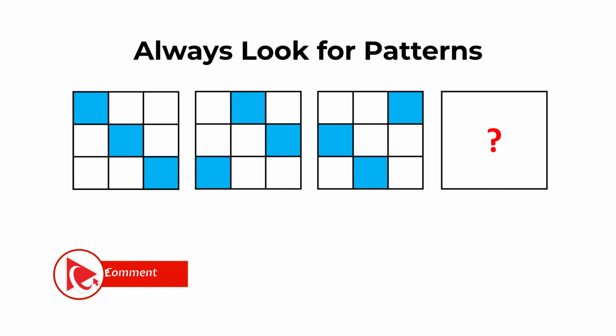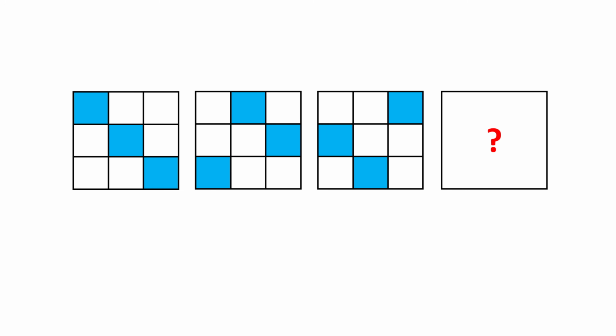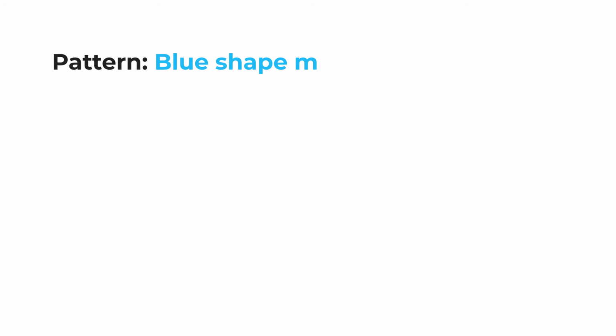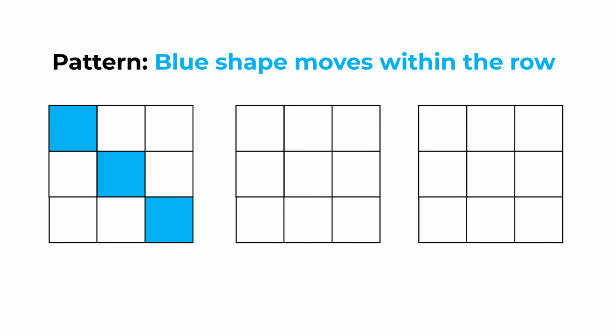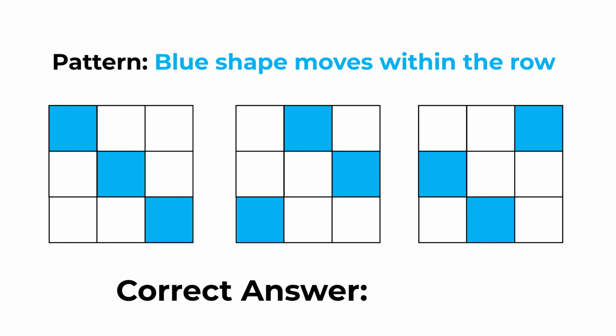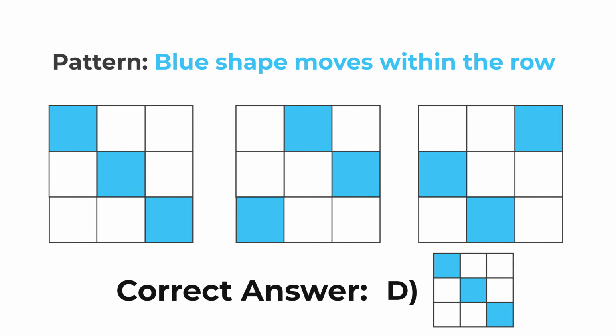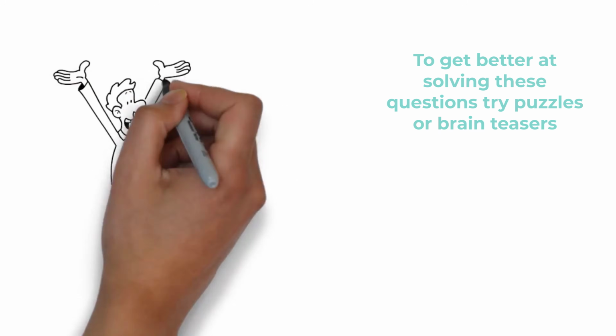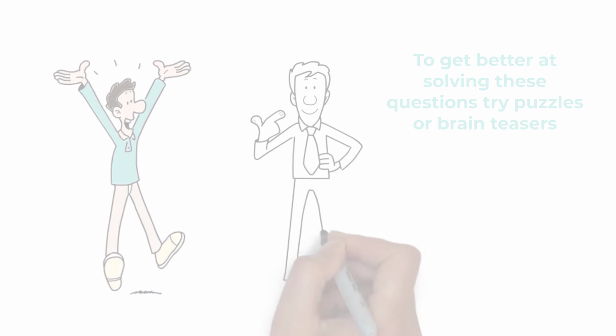What you need to know to answer this particular question is that blue shape moves within the row of the larger shape. In each row, blue shape moves from left to right, 1 step at a time. And once blue shape reaches the end of the row on the right, it reappears on the left. So the correct answer here is choice D. Hopefully you've nailed this question and now know how to answer similar problems on the test.